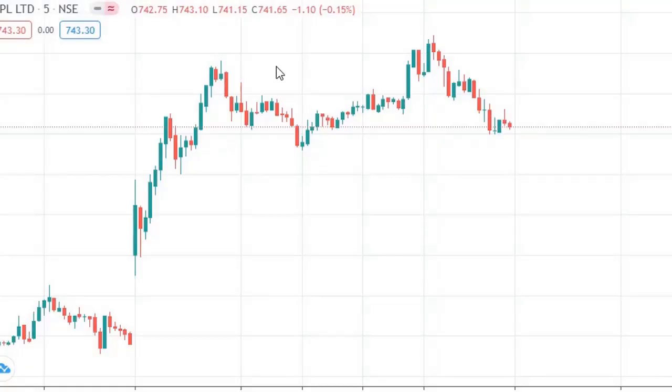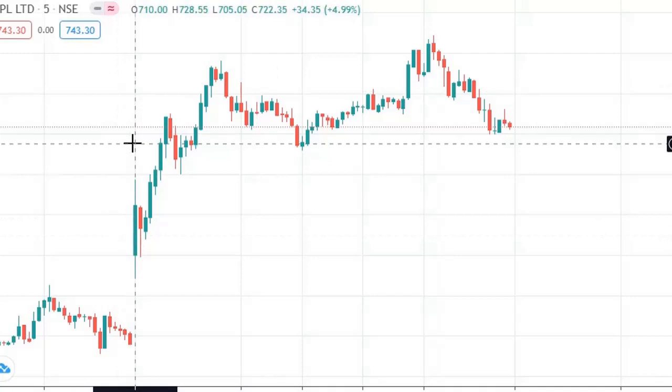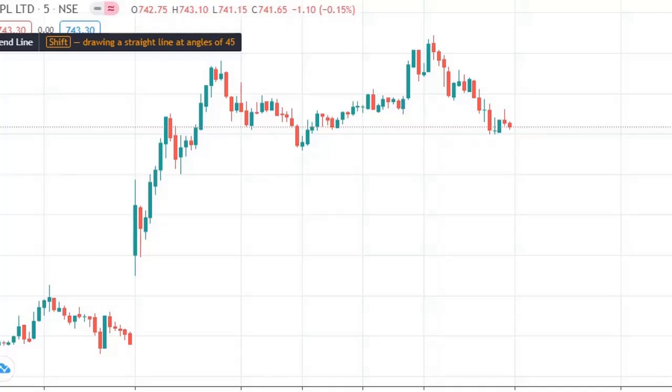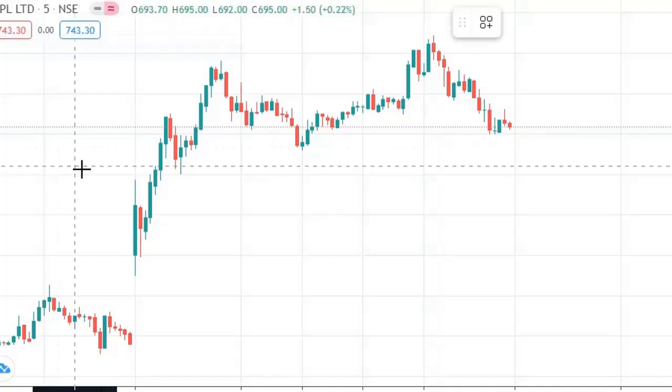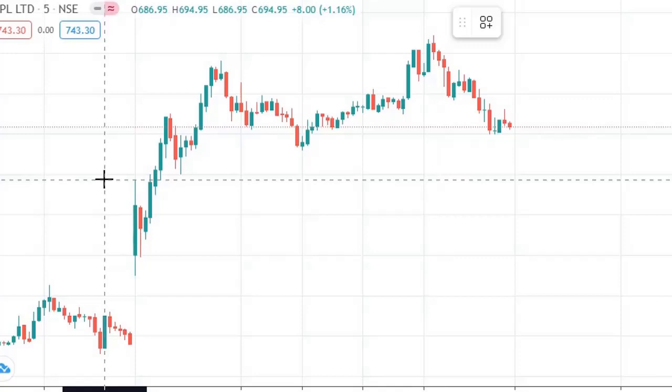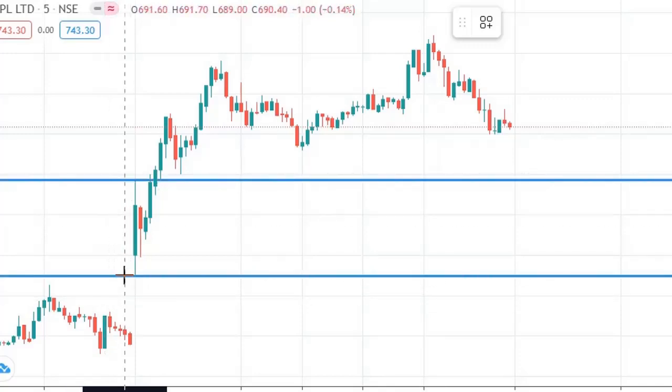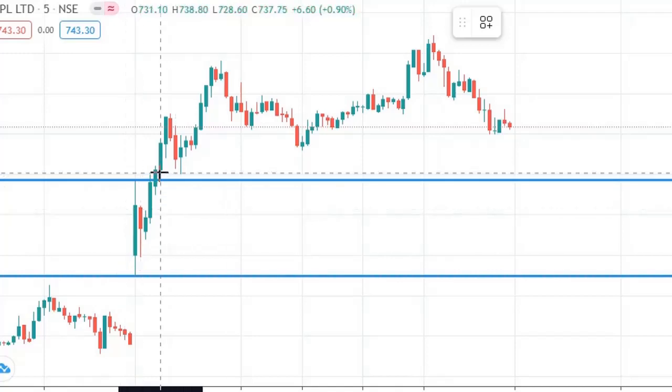Now I have a UPL chart. This is a 5-minute chart of UPL. So on the last working day, UPL was going up. So let's mark the high and low of this first green candle. So this candle closed upside. So I mark.